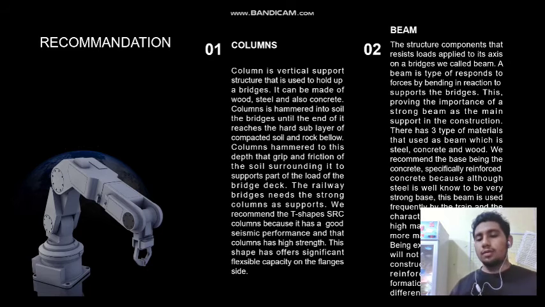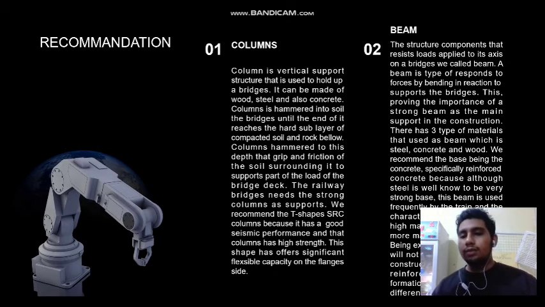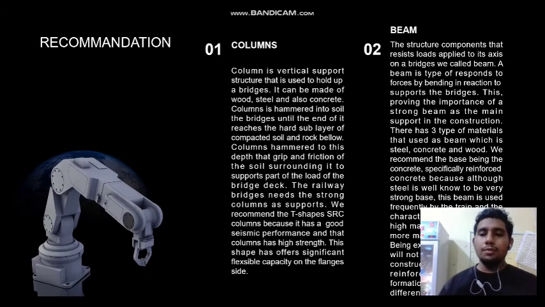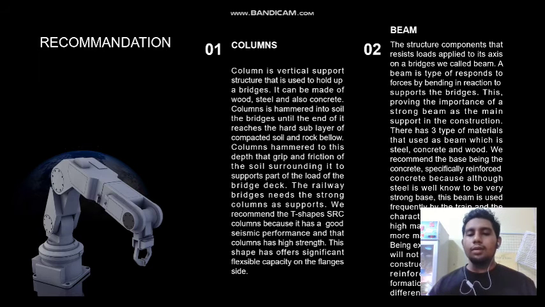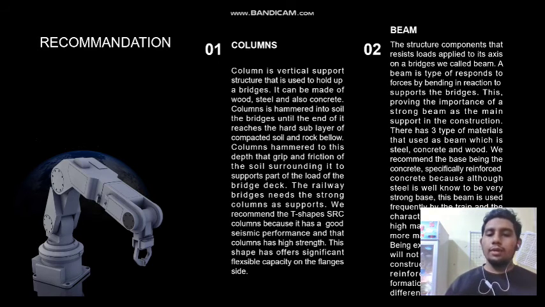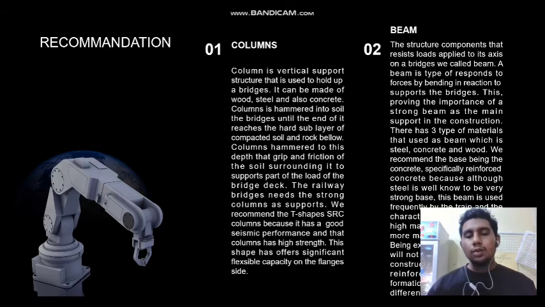The second recommendation from our group is the beam. The structural component that resists the load applied to the bridge is called a beam. A beam responds to force by bending in reaction to support the bridge. This proves the importance of a strong beam as the main support in bridge construction. There are three types of materials used for beams, which are steel, concrete, and wood.